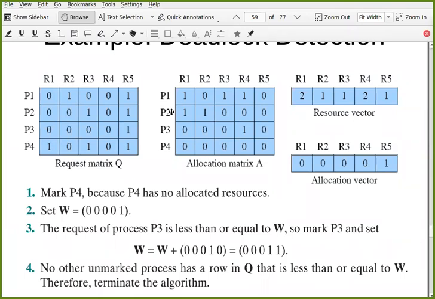And whatever is allocated to P3 will be considered as freed resources. You just add it into the W. So if you add it into the W, W will become 00011. So you have 1 unit of R4 and 1 unit of R5 free with you.